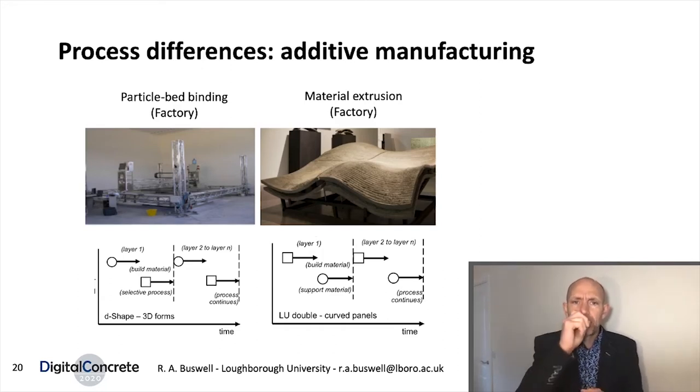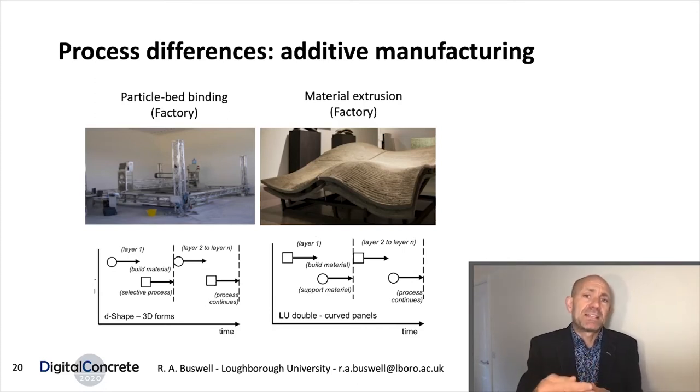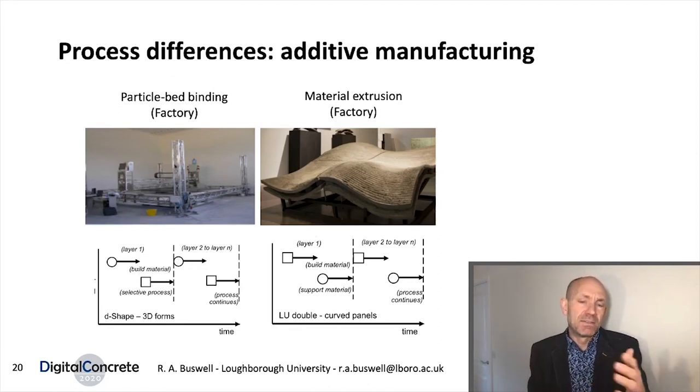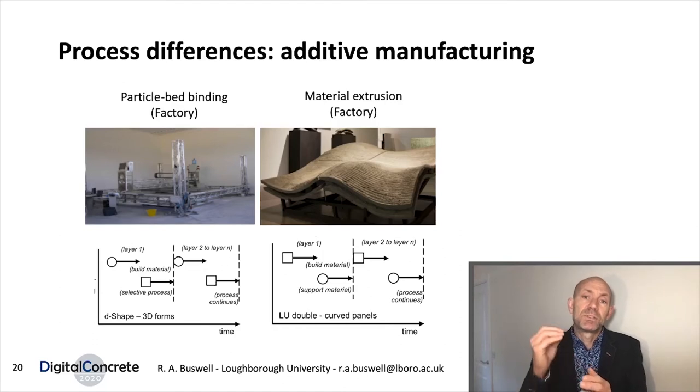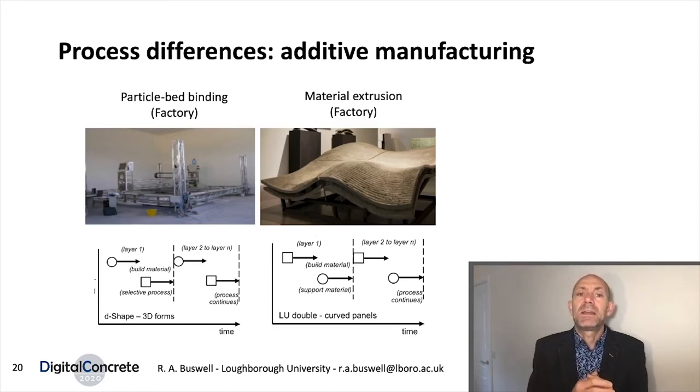So the D-shape process is a method for producing freeform parts in a manufacturing setting, and the technology is an additive manufacturing process based on particle bed binding. And in the second example, the doubly curved panels, this was 3D printing, a method for producing panel structures as discrete parts in a manufacturing setting. And the technology is defined by the contiguous operation of a layerwise additive manufacture based on extrusion and a temporary support material.